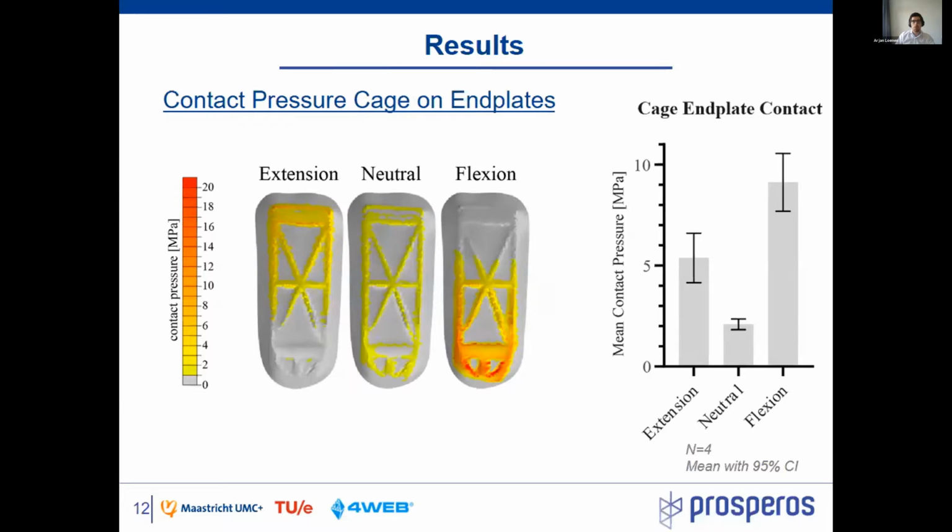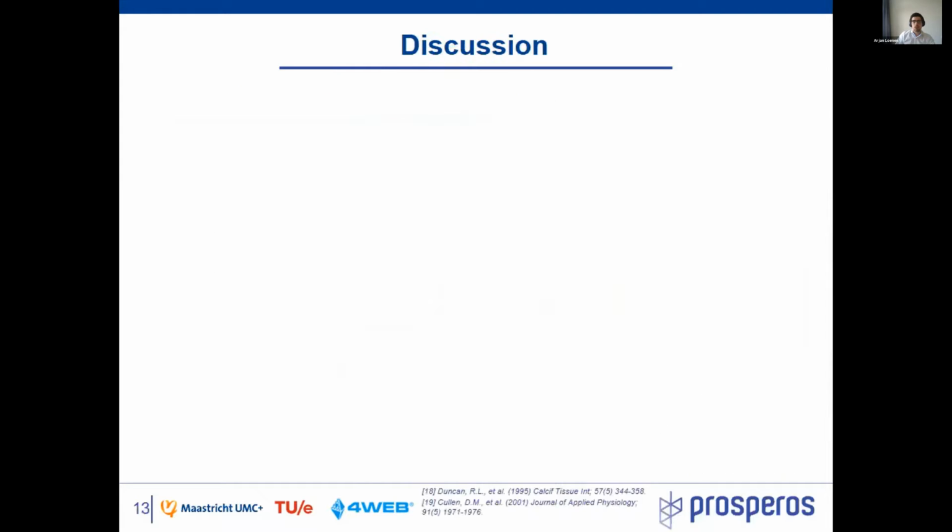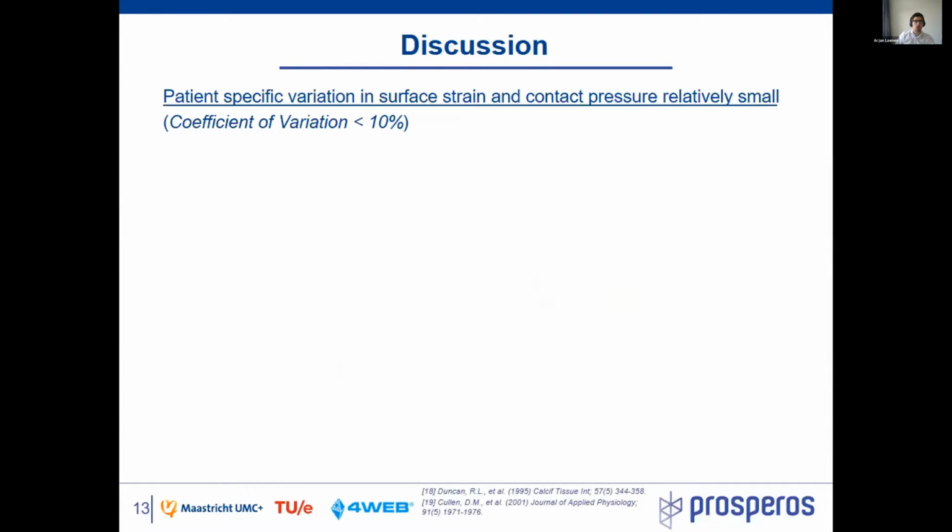Again, on the left, we see the pressure on the end plate for one specific patient, and in extension, this pressure is mainly shifting posteriorly and in flexion, of course, anteriorly. The differences are not as varying as for the surface strains, but in general, similar trends were shown. To discuss these outcomes a little more, we saw that the patient-specific variations in surface strain and contact pressure were relatively small. The maximum coefficient of variation in flexion was lower than 10%.